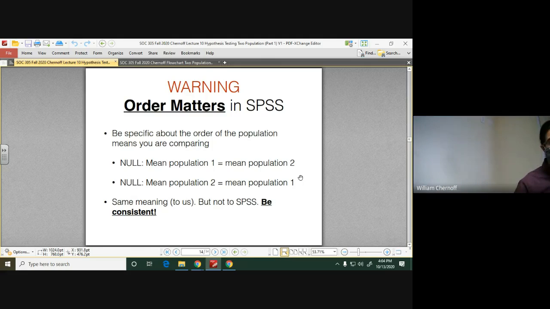Whenever we're talking about the null hypothesis, whenever we're making that doubting scientist claim that there's no difference, that the 2 populations are the same, we actually want to provide a little more information. We want to say population 1 equals population 2. And whatever we define population 1 to be, or population 2 to be, we have to be very consistent about that. Otherwise, SPSS is going to give us all kinds of junk.